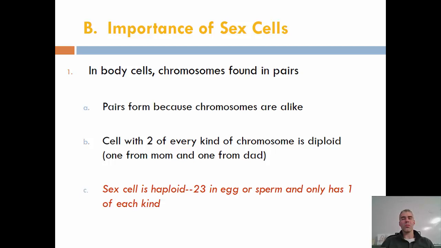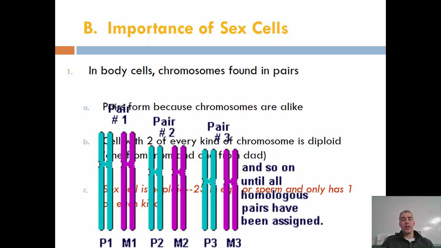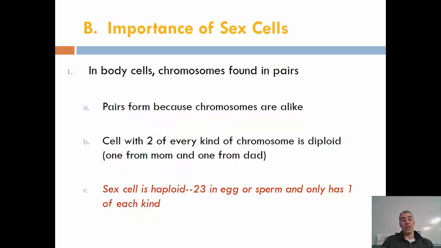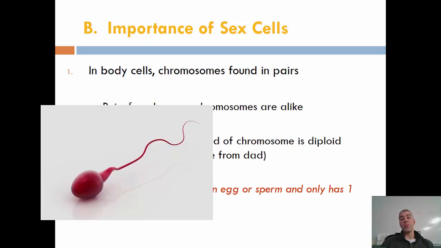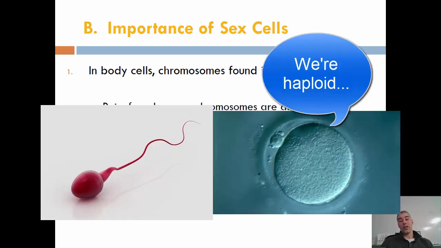Remember, in body cells, chromosomes are found in pairs with each other. Certain pairs pair alike depending on the genes that are on them. Okay, a cell with two of every kind of chromosome, so meaning they have two of the same type of chromosome, is called diploid. So they have two copies of every gene, though sometimes the versions of those genes will be a little bit different. If a cell only has one copy of every gene, or one type of every chromosome, that's called a haploid cell. And sperm and egg are considered haploid cells.